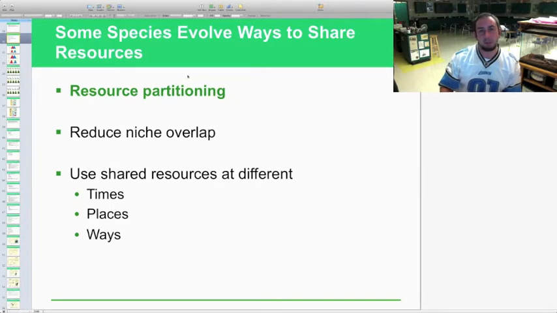What I mean by this is that the resources that the two species are trying to go after are literally shared in different ways. They're used in different ways, maybe at different times of the year or different times of the day, which allows both species of organisms to still feed and use the resource. Or they literally use different resources in different places of that resource or in different ways. And so we're going to look at a couple examples of this.